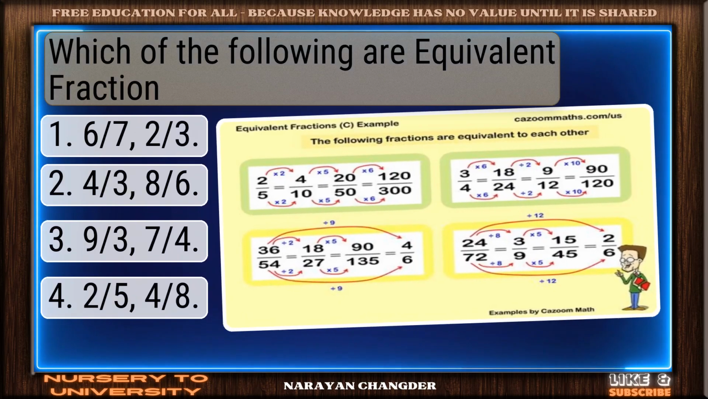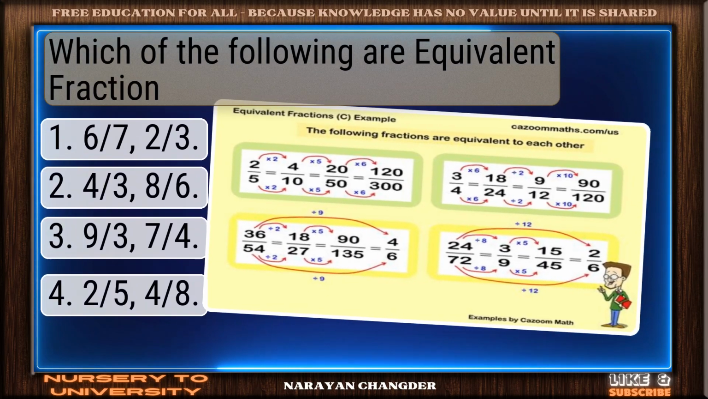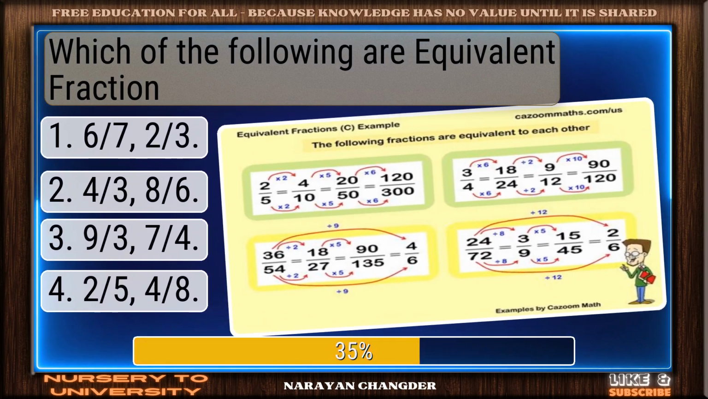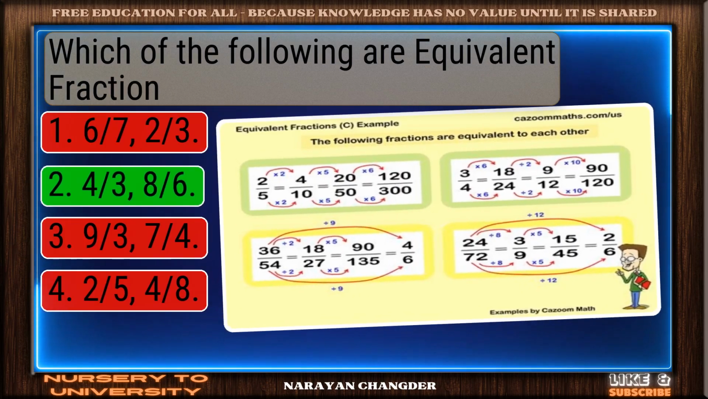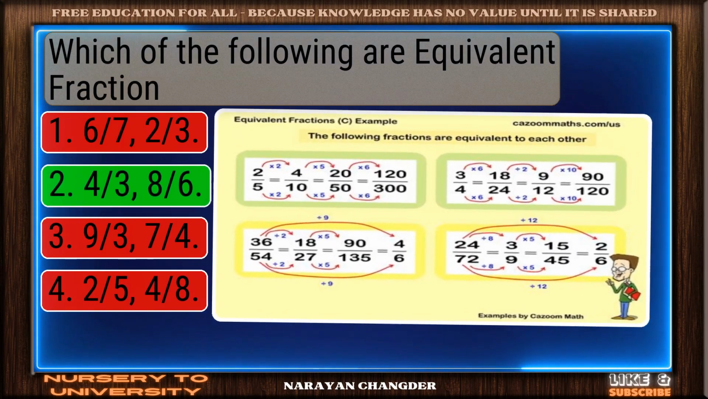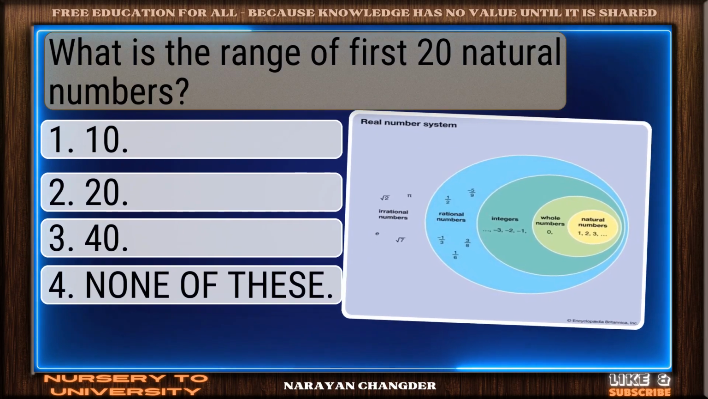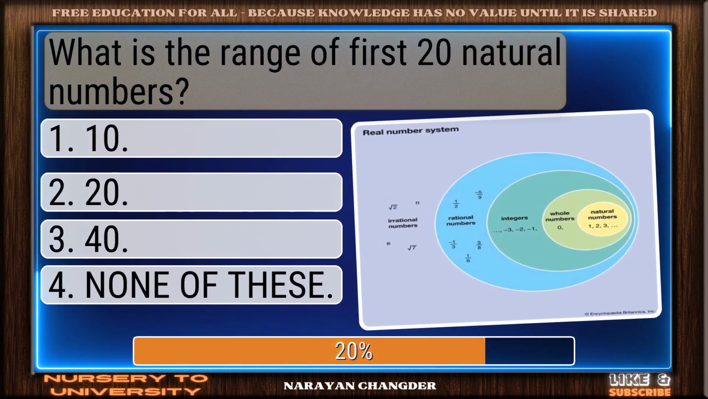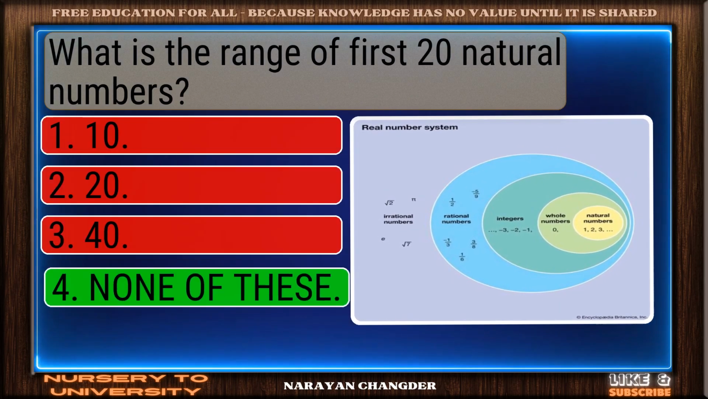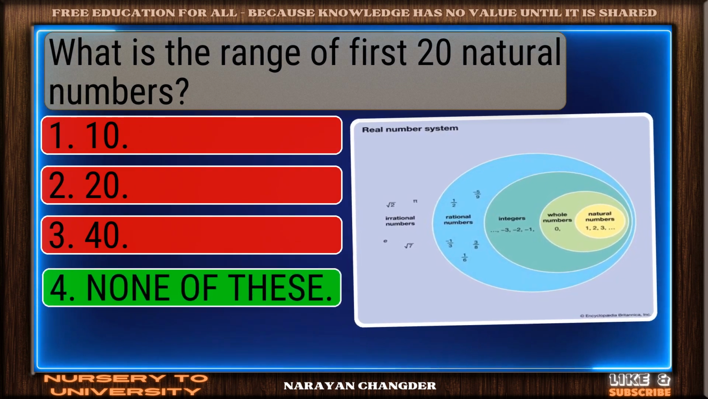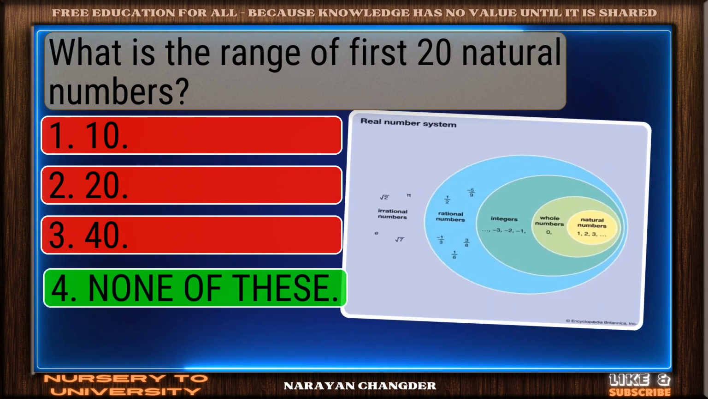Question number 203. Which of the following are equivalent fractions? Right choice. 4 per 3, 8 per 6 is the best answer. Question number 204. What is the range of first 20 natural numbers? Good thinking. None of these is the right answer.